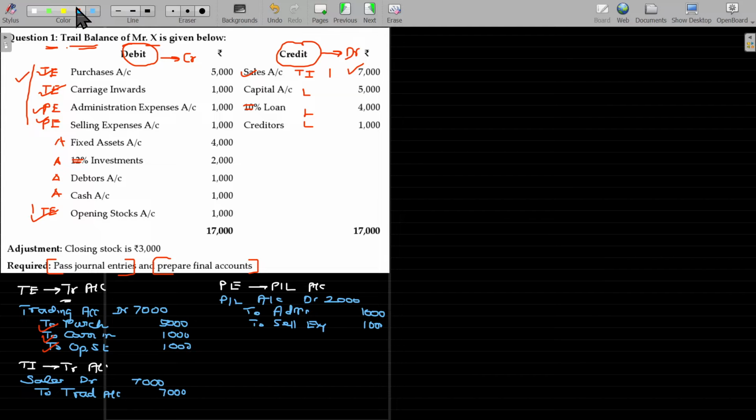We don't have anything to be transferable from profit and loss income to the profit and loss account. So only 3 entries from the trial balance.